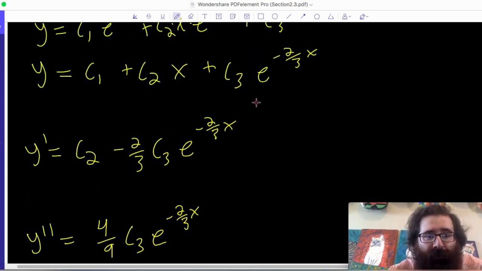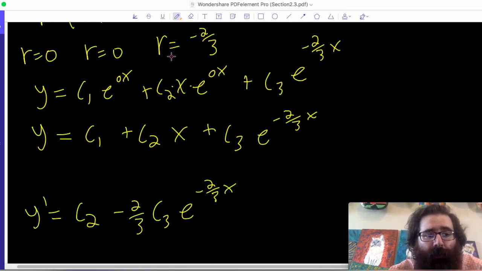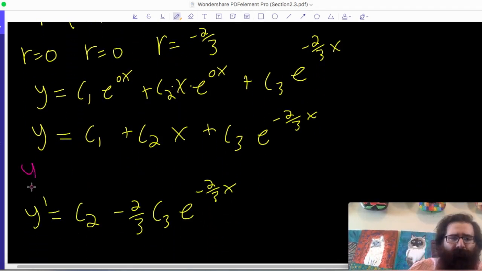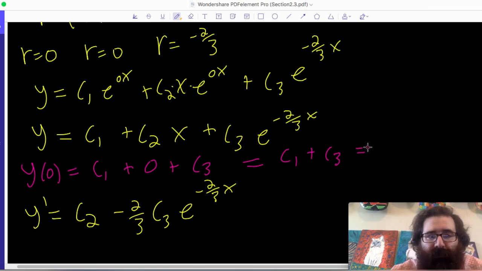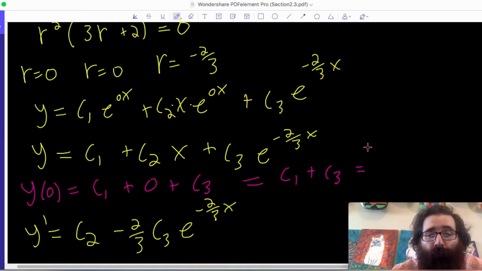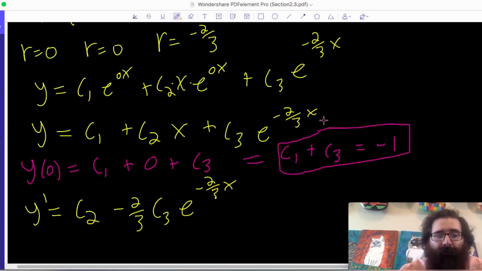And now we can start working with our initial conditions. So what do we have? y at 0 equals negative 1. So here, if I were to plug 0 into y, I get c sub 1 plus c sub 2 times 0 is 0, plus c sub 3 times e to the 0 gives me c sub 3. So that just gives me c sub 1 plus c sub 3. And what is y at 0 equal to? It's equal to negative 1, is what the initial value says. So hold on to this. We're going to have to come back to it and work with it later.